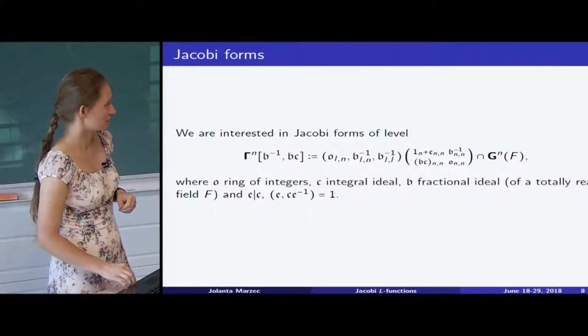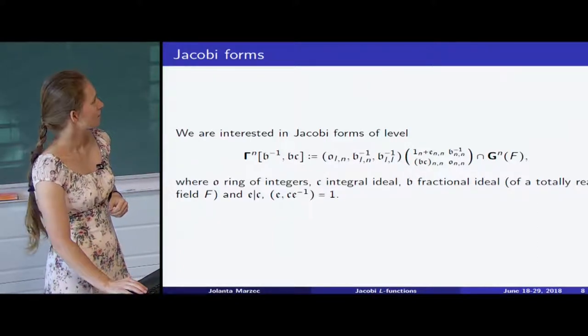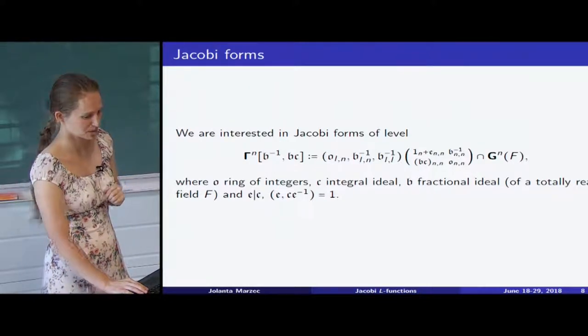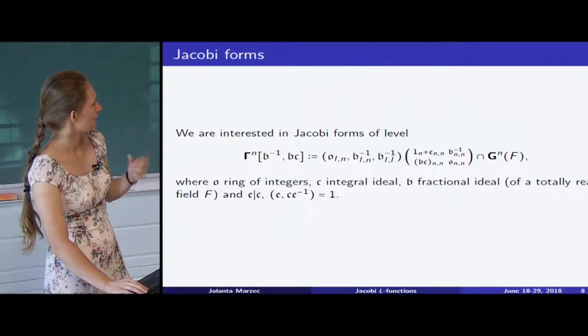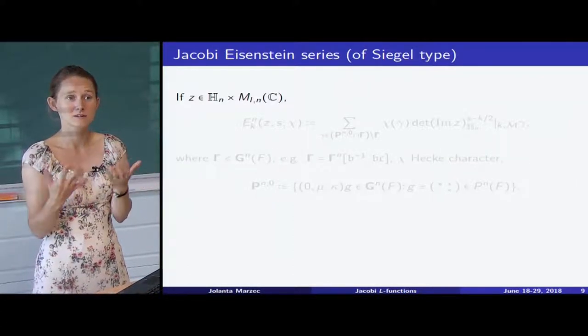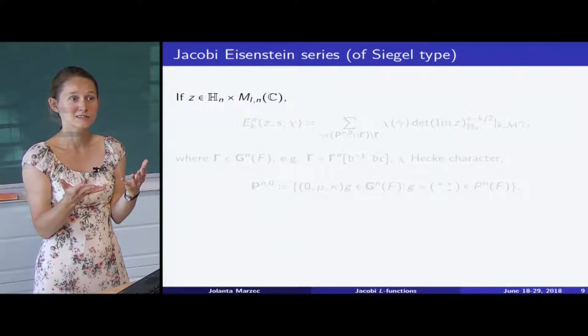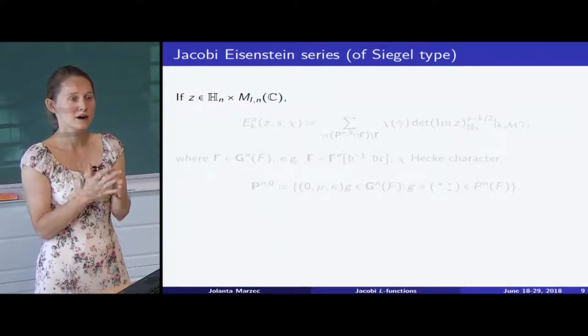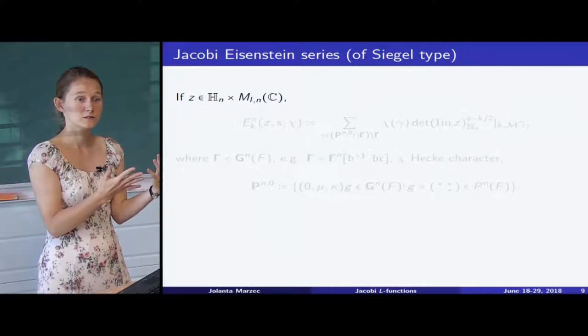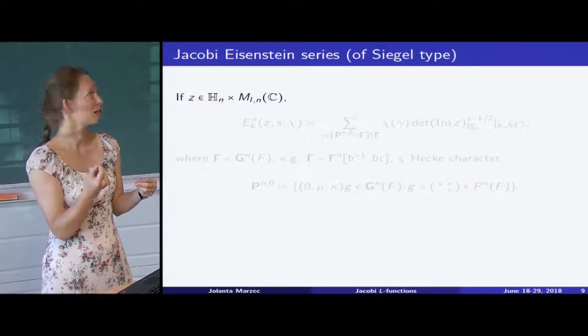And this is one of the reasons. But you don't really have to remember how this looks. It just depends on a few ideals. But before we go farther, since you already have seen how Eisenstein series look like, I wanted to give you an example of an Eisenstein series defined on a Jacobi group, which is of Siegel type.